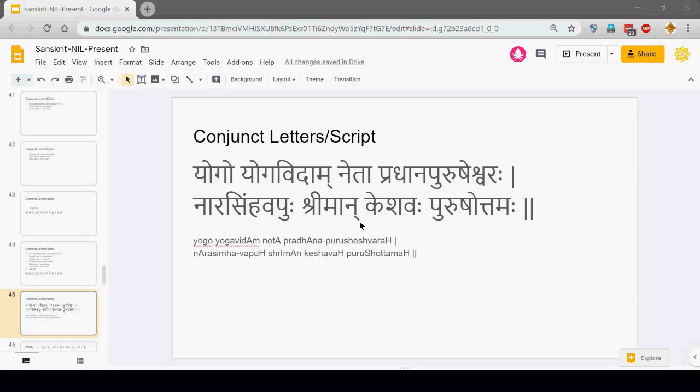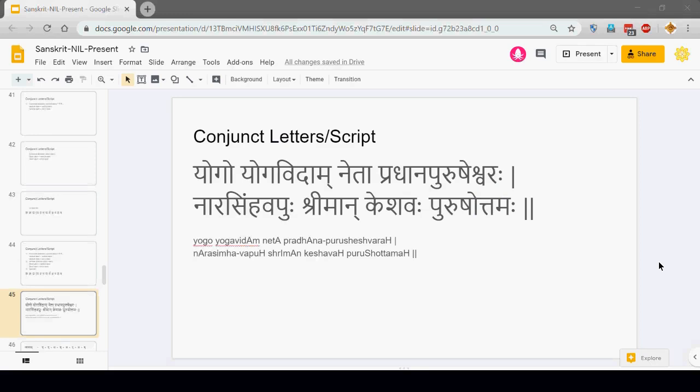Purushottamaha. Not Purusha, it's O, of course. Purushottamaha. It's a double T. Pronunciation correct. So like this it is shown here. This is a conjunct letter with two ta. When there are two ta, Devanagari script writes it like this. Purushottamaha. Yeah, good pronunciation.